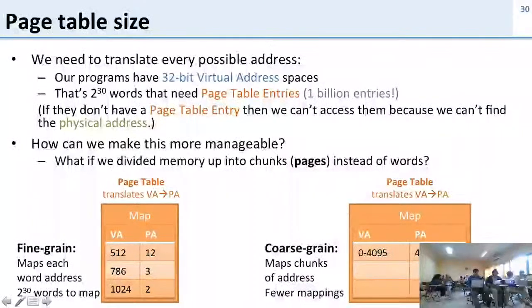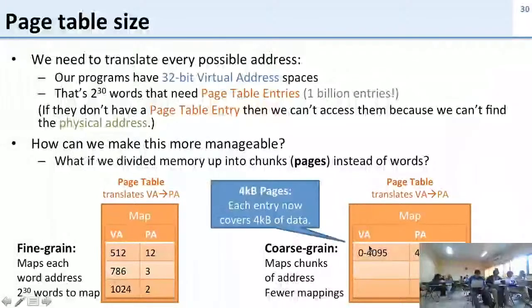So now instead of having one entry in our page table map one word, one entry in our page table is going to map this whole chunk of memory. And we're going to call this chunk of memory a page. In this case, we have these 4 kilobyte pages. So each entry in our page table now handles 4 kilobytes of data. Before we had each entry in our page table handling 1 word or 4 bytes of data. So each chunk here is 1,024 times larger than they were here, so we need 1,000th as many of these entries. Makes our page table much smaller.